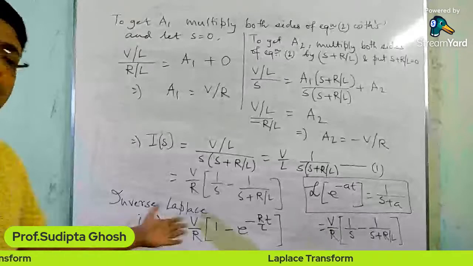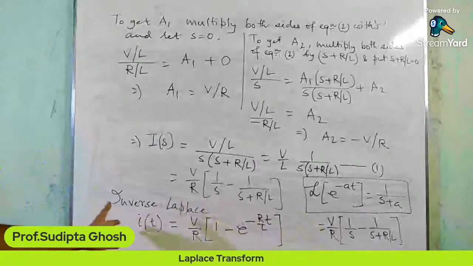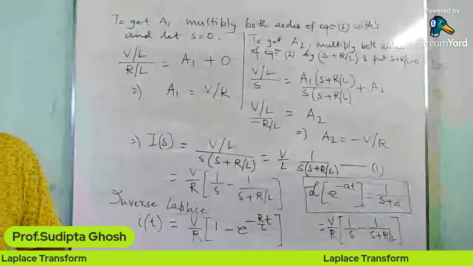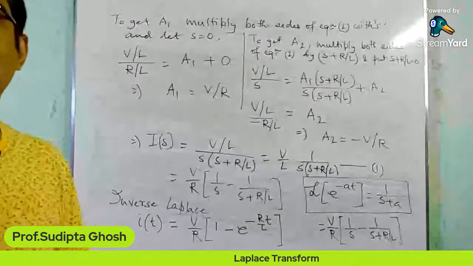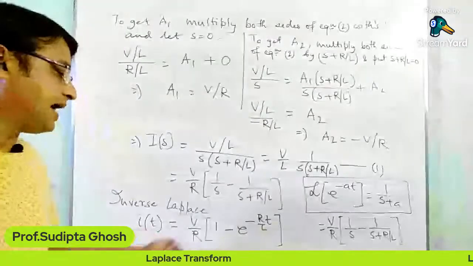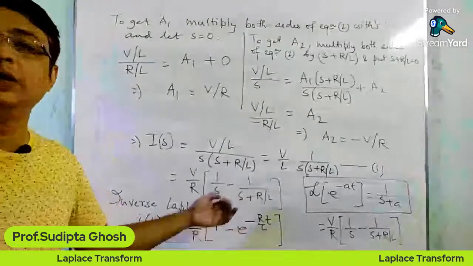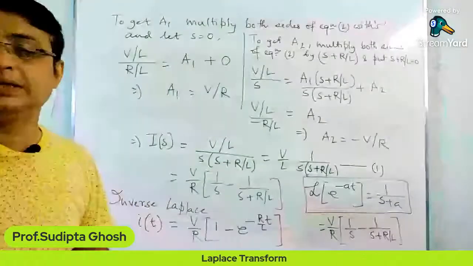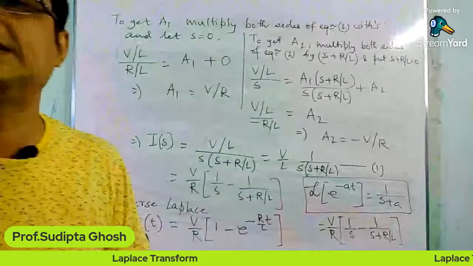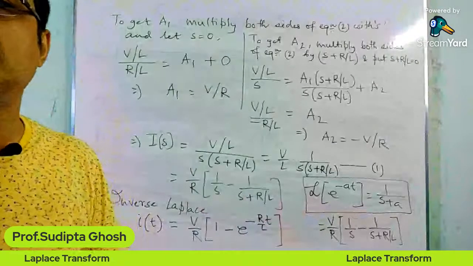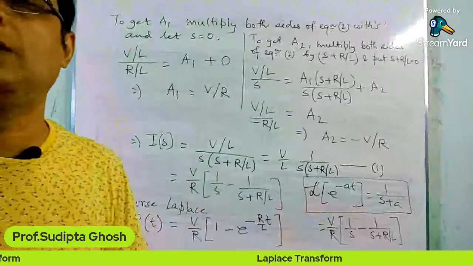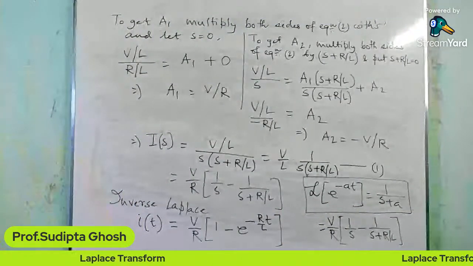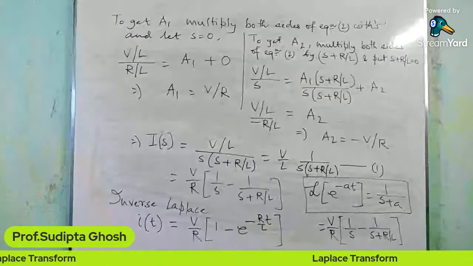And as you can see from this final step, we have found the value of current in the time domain form, that is it, and in the right hand side we also have the time domain function. So that is v by r common, 1 minus e to the power minus of rt by l. Exactly, Pranav, this is the form, this is the value, and this is the solution.